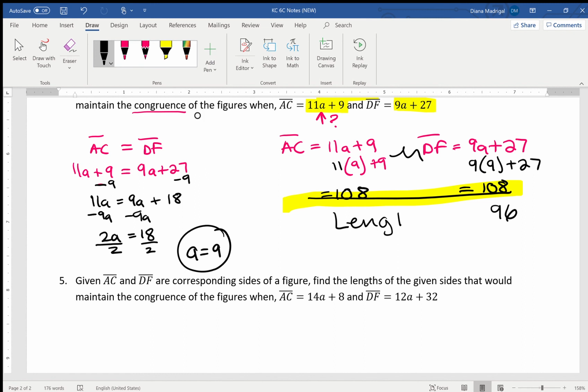And that's it. Okay, make sure you do question number 5, try it, send me a picture. I can definitely check the answer for you. So if you have any questions, make sure you ask.